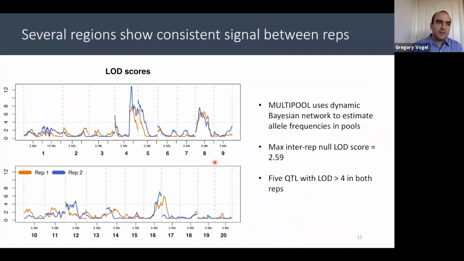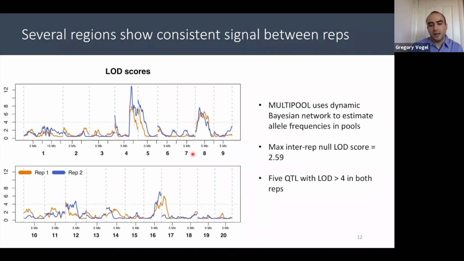There have been many different statistical methods proposed for performing hypothesis testing and localizing QTL using this really messy sequencing data from a bulk segregant analysis approach. We used one called MULTIPOOL. What we first did was compare, as a null comparison, the susceptible pool in rep 1 to the susceptible pool in rep 2. And we did the same thing with the resistant pool in rep 1 and the resistant pool in rep 2.